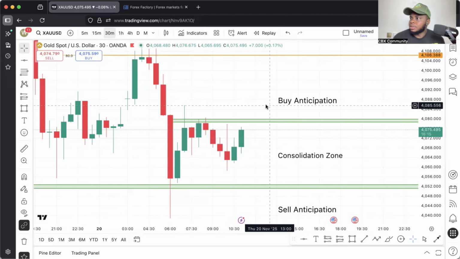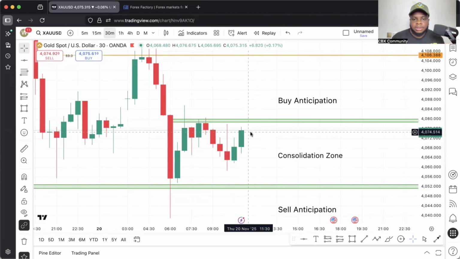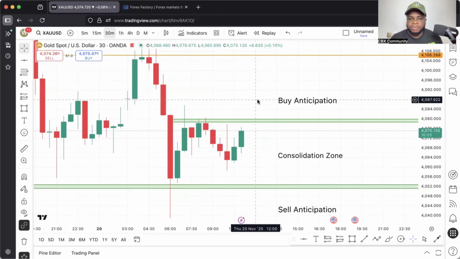But looking at the candle condition at the moment, we are approaching our resistance zone. So I'm going to tell you guys when it is the right time for us to take a position. So for now, let's just be patient. We don't need to do anything. Let's see. 60 pips.